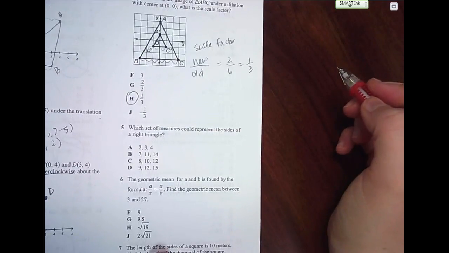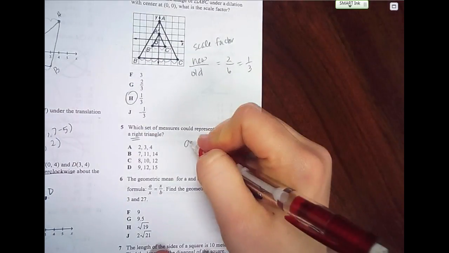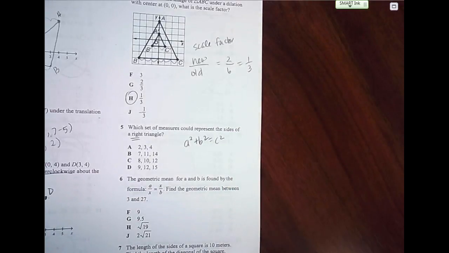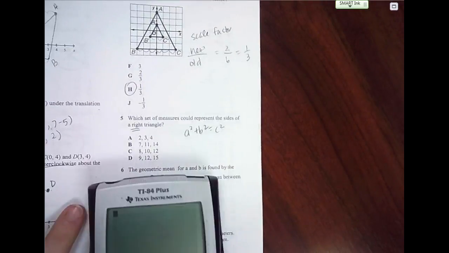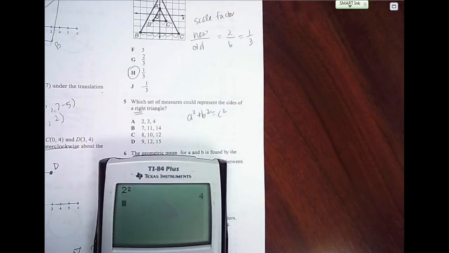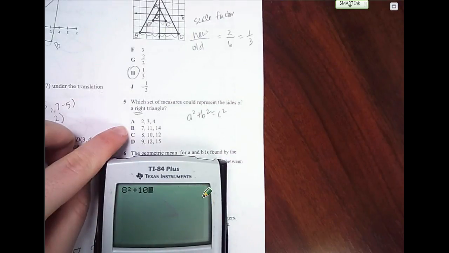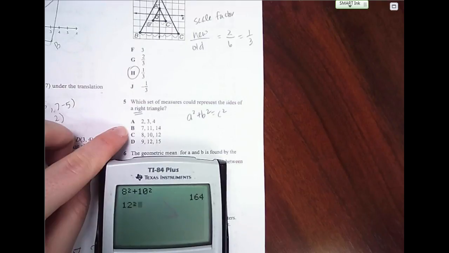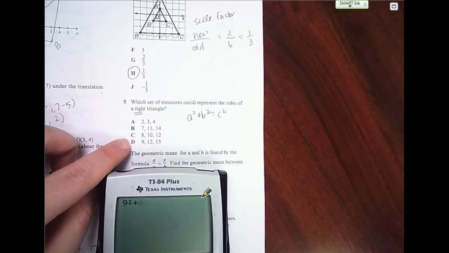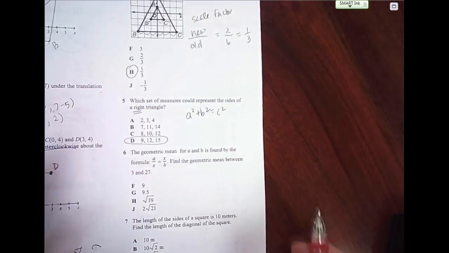Number 5, which set of side lengths could represent the sides of a right triangle? So here we could just check which ones work for the Pythagorean theorem. So I'm just going to plug some of those into my calculator. So 2 squared plus 3 squared does not equal 4 squared. That's 16. 7 squared plus 11 squared is 170, and I want to see, does that equal 14 squared? No. 8 squared plus 10 squared, does that equal 12 squared? No. 9 squared plus 12 squared, does that equal 15 squared? Yes. So this one represents the sides of a right triangle.